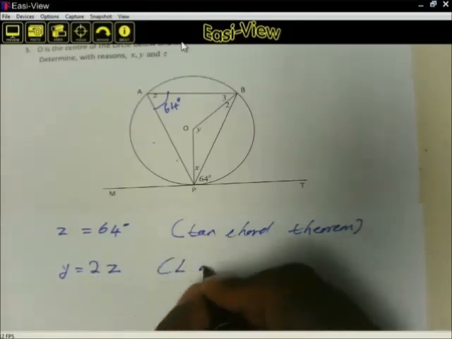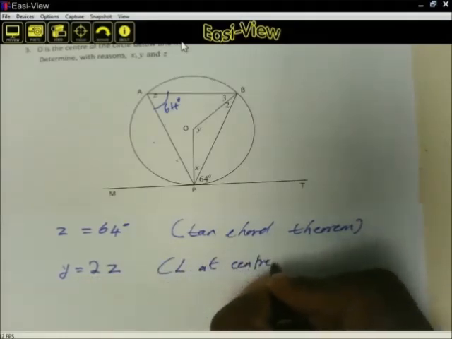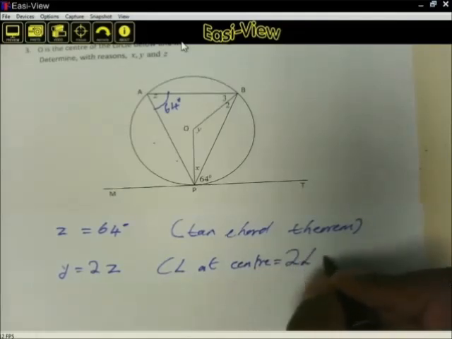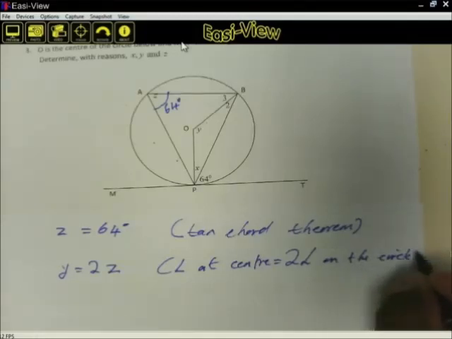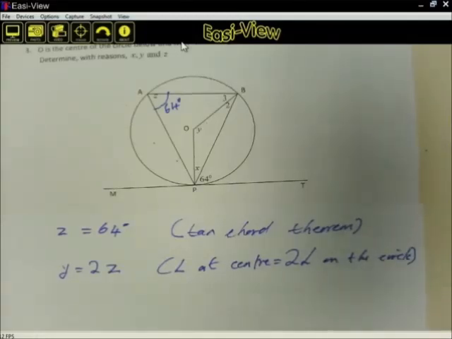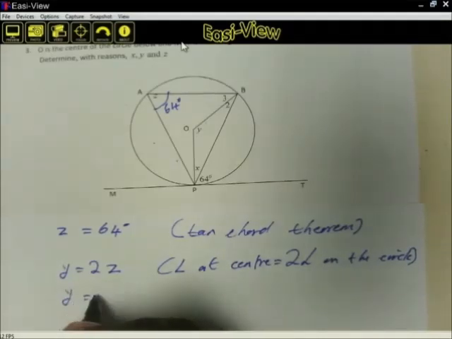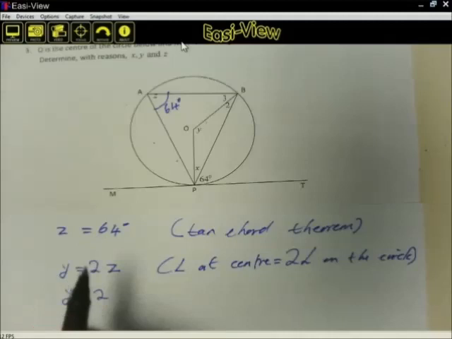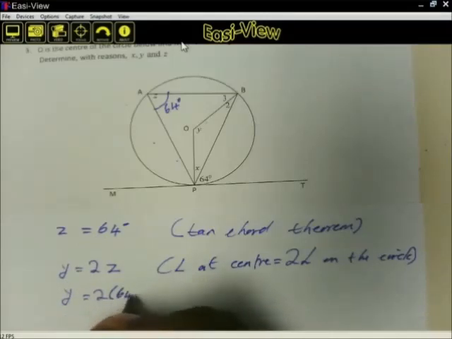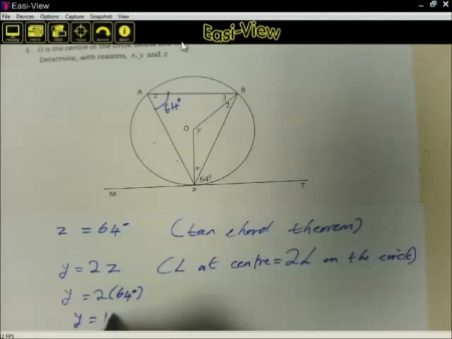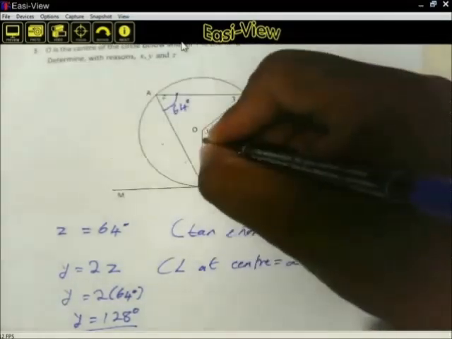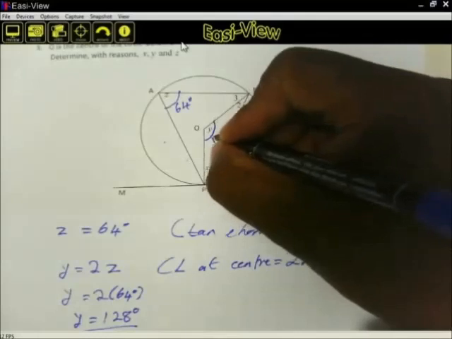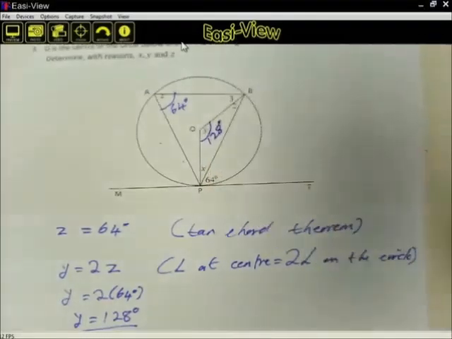The reason is angle at center is equal to 2 times the angle on the circumference of the circle. So we just have to substitute. We have already calculated Z. Z is equal to 64. You substitute Z by 64 degrees. Therefore, Y will be equal to 128 degrees. That will be the value of Y. Now we've got the value of Y here: Y is 128 degrees.